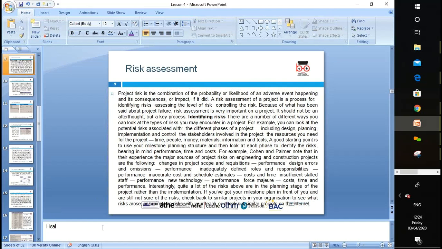Area of risk. Health. Yes. Financial risk. Yes. What are the risks? Marketing risk. Yes. Always focus on these. Business risk. Yes. Economics risk. These are all areas of risk. You have to identify. Yes. Health risk, financial risk, marketing risk, reputation risk. Okay.